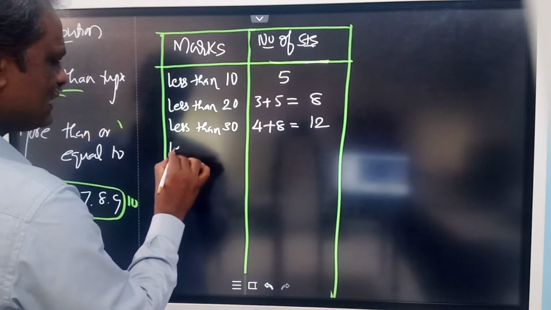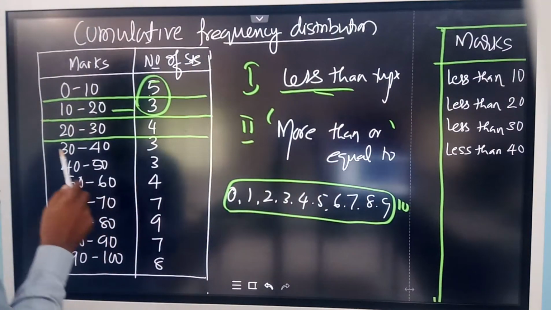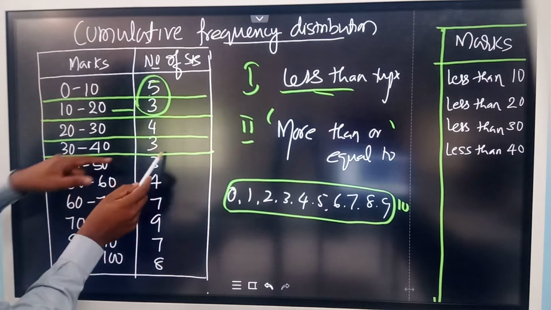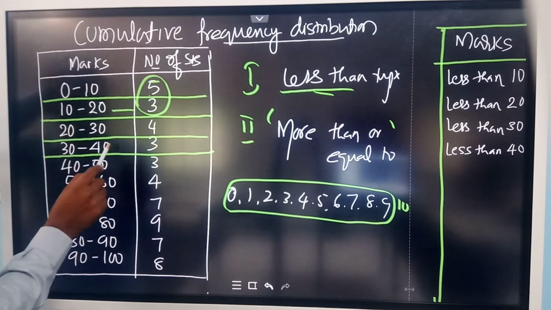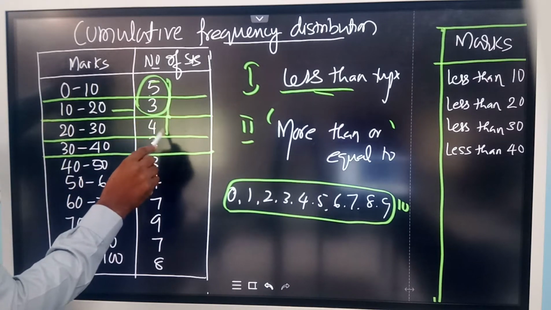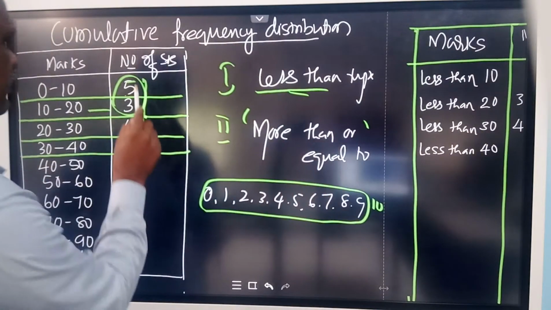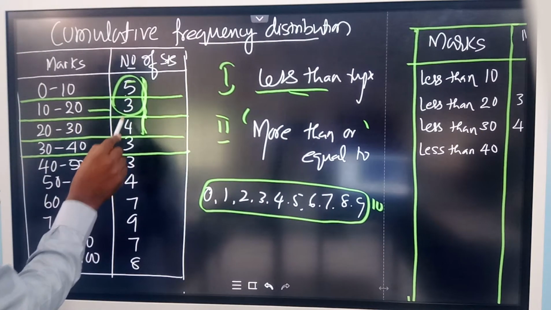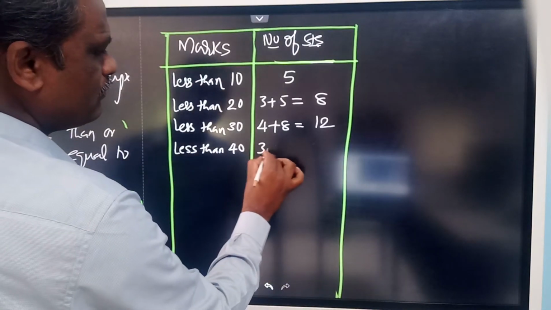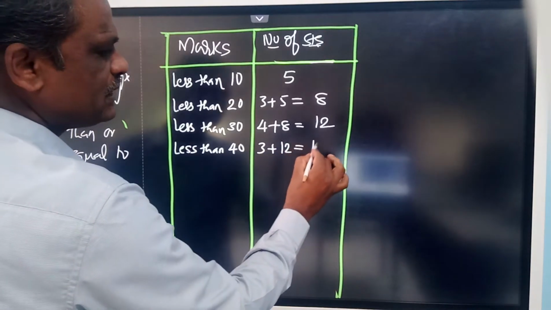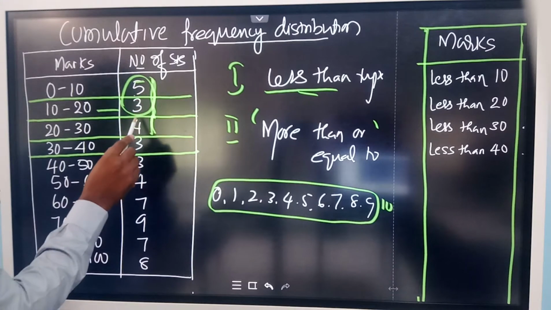So now let's go to less than 40. Less than 40 means, look at the table now, all these values above this. See, less than 40 includes 0 to 10, 10 to 20, 20 to 30, 30 to 40. Already you have found the sum of these three; less than 30 it is 12. If you add 5, 3 plus 4, it is 12. Then add this 3 to that 12. So 3 plus the previous sum, 12, it is 15. See, 5 plus 3, 8, 8 plus 4, 12, 12 plus 3, 15.